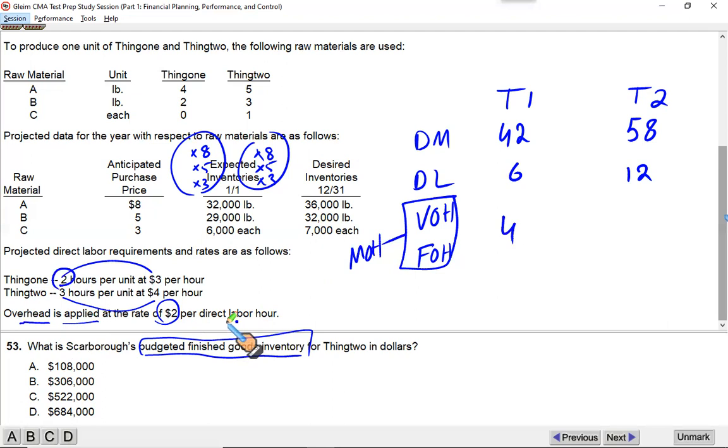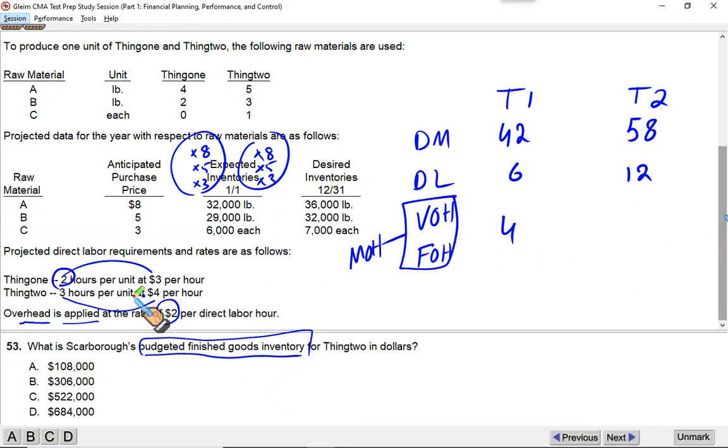An item that takes 1 labor hour to manufacture, we will charge $2 of electricity, gas, water, depreciation, property taxes, insurance, salary of the plant manager, supervisor, all the costs in the production facility are included in this $2. An item that takes 1 hour carries $2 of your indirect factory manufacturing cost, right? So item T1 takes 2 hours, 2 times 2, 4. This $4 is the applied overheads to thing 1.